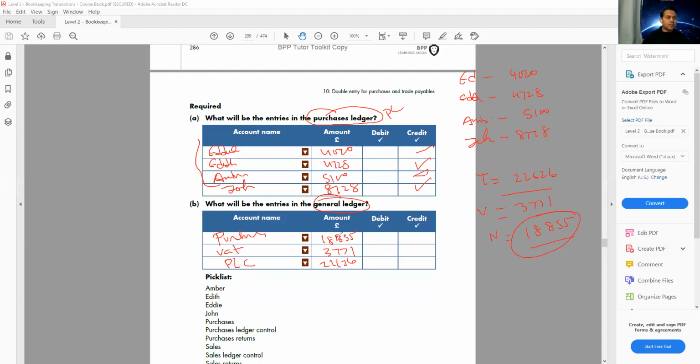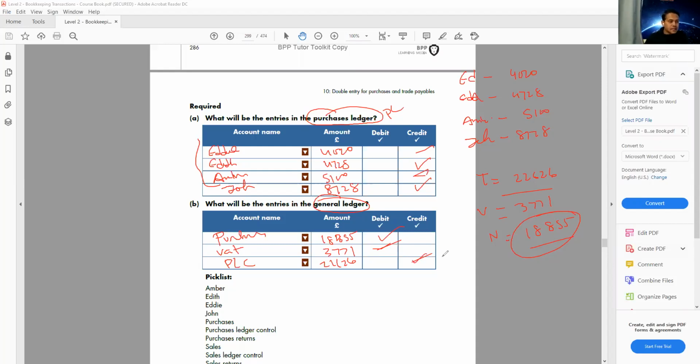The first one, purchase. Purchase will be debit or credit? Purchase will be our debit. Very well done. Purchase will be debit. Then we have VAT. VAT will be debit or credit? Very good. VAT will be debit. And the final one, purchase ledger control. Purchase ledger control will be debit or credit? Purchase ledger control will be credit. It's a liability account. Very well done.